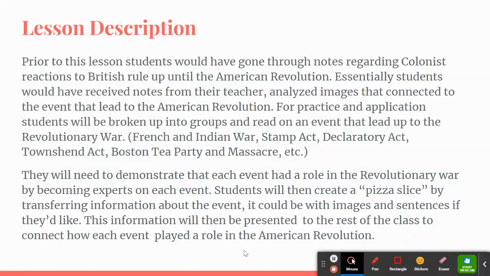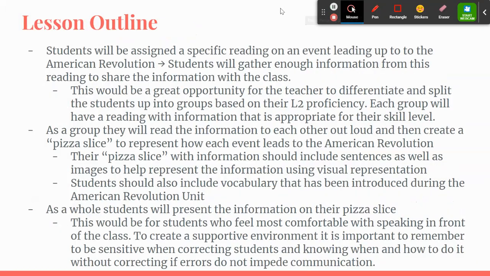They will need to demonstrate that each event had a role in the Revolutionary War by becoming experts on that event. Students will then create that pizza slice by transferring information about the event. It could be with images, sentences, if they'd like, and this information will then be presented to the rest of the class to connect how each event has played a role in the American Revolution. All right, so I'm going to walk us through this outline.